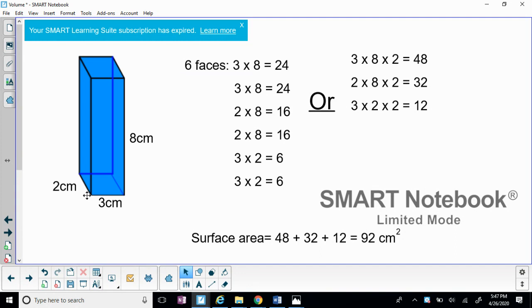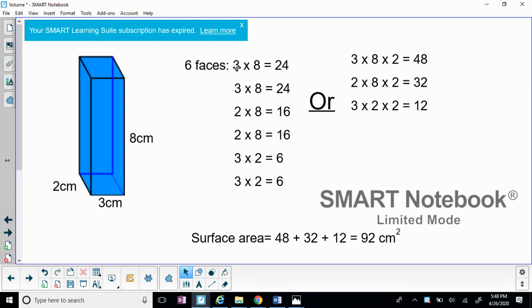Well, the base is 3, the height is 2. Mr. Griffin, I've calculated all my faces. So the surface area is 24 plus 24 plus 16 plus 16 plus 6 plus 6. Or you could do it a lot faster. You don't have to add up all the faces because we know that they have an opposite end. So here, instead of doing 6 equations, I've cut it in half to 3. And again, use your calculator.